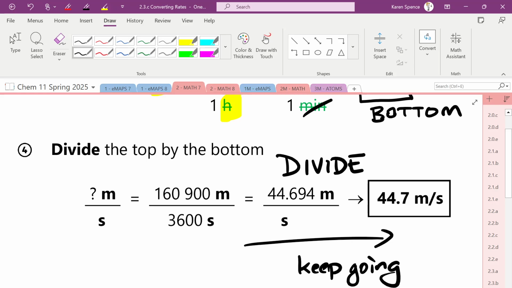4, 5, 6, 7, 8, 9, 10, 11, 12, 13, 14, 15, 16, 17, 18, 19, 20, 21, 22, 23, 24, 25, 26, 27, 28, 29, 30, 31, 32, 33, 34, 35, 36, 37, 38, 39, 40, 41, 42, 43, 44, 45, 46, 47, 48, 49, 50, 51, 52, 53, 54, 55, 56, 57, 58, 59, 60.